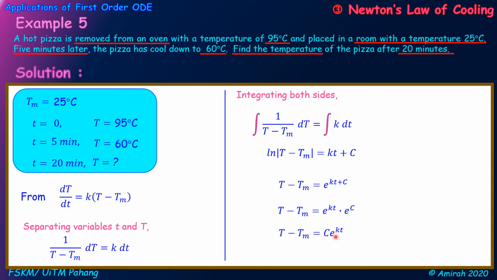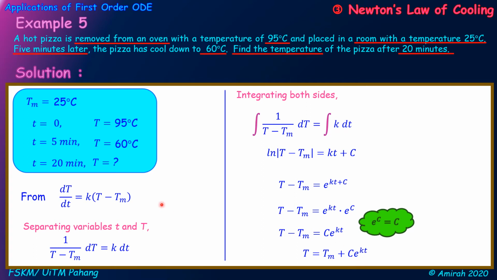Okay, and after that, from e to the power of C, we can write constant C, because e is Euler's number, 2.718 something, and the power of a constant will equal a constant. So we can write e to the power of C equals C. Okay, so now we have T minus Tm equals C e^(kt). Alright, then we can write temperature equals positive Tm plus C e to the power of kt.